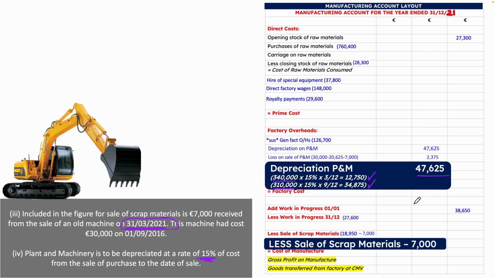Now, what we can do then, we need to work out, did we make a profit or did we make a loss on the sale of the old machine?